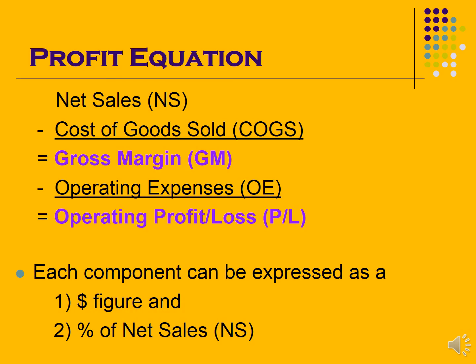Let's first revisit what we learned last class. The key takeaway from last class was the profit equation, what components are actually included in this equation. And we learned those 5 components: net sales, cost of goods sold, gross margin, operating expenses, and operating profit or loss. Net sales minus cost of goods sold equals gross margin. You subtract operating expenses from gross margin, and that leaves us the operating profit or loss. Each of these 5 components can be expressed as a dollar figure, or when it is expressed in percentage, that's percent of net sales, which makes net sales always 100%.